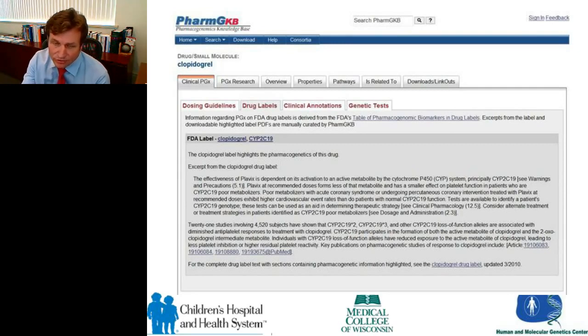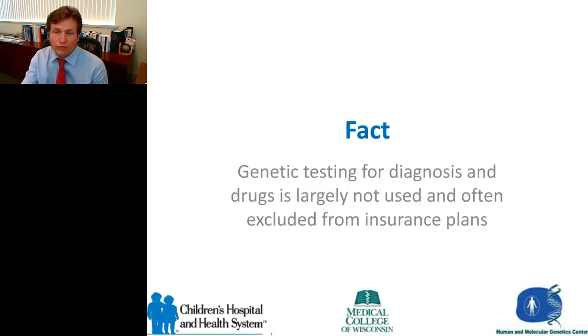And one of the big reasons around this, both for the family history SNP information, which people aren't sure about, and even in the cases for drugs, there's a major driver that prevents this. And the fact is that genetic testing for diagnosis and drugs is largely not used and often excluded from insurance plans. And that really starts to have an impact on how we think about practicing medicine. So I want you to think about that for a moment. I know these are the big issues. I'm going to walk you through some clinical cases about how we are being able to use this, and I will finish up in talking about how we are actually getting reimbursement for some of these types of tests.